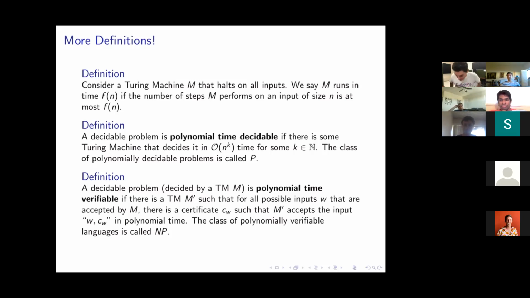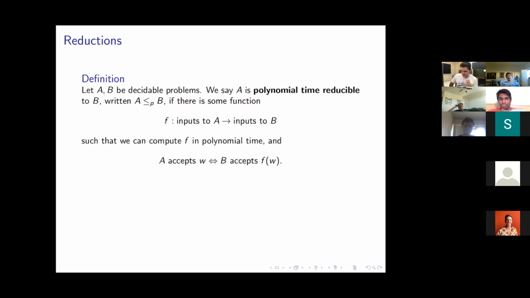All right. So slightly more definitions, but now we sort of get to the exciting stuff. We say something is polynomial time reducible. So two problems: we say one is polynomial time reducible to the other if there is some function that takes inputs in A and outputs inputs into B, such that we can compute f in polynomial time, in the way we just described, and that A accepts W if and only if B accepts f of W.